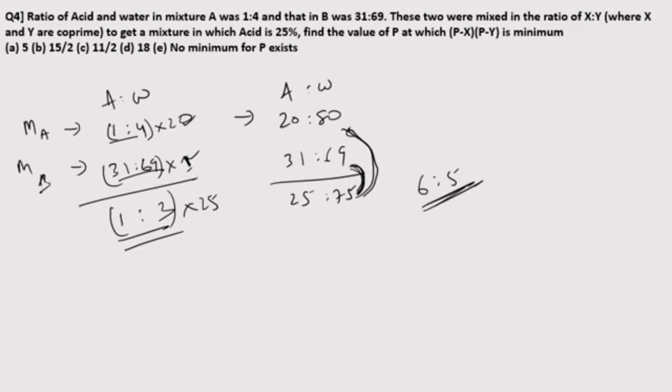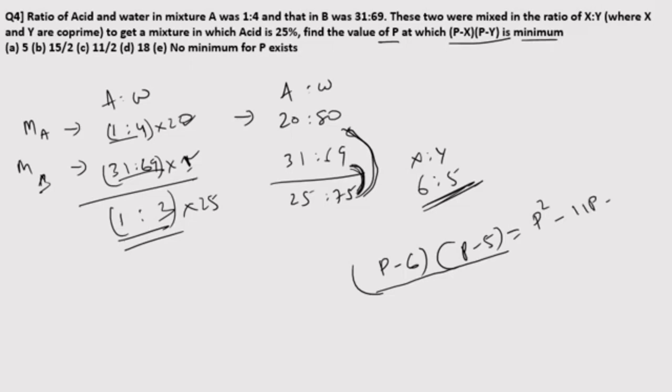Now this is the ratio of mixing, 6:5. So this is X and this is Y. Now it is asking, find the value of P at which (P minus X) into (P minus Y) is minimum. So P minus X is 6 and into P minus Y, Y is 5. Now this value I have to make minimum. Now expand this. This is basically P square minus (A plus B), this is 11P, plus AB, 6 and 5 is 30.